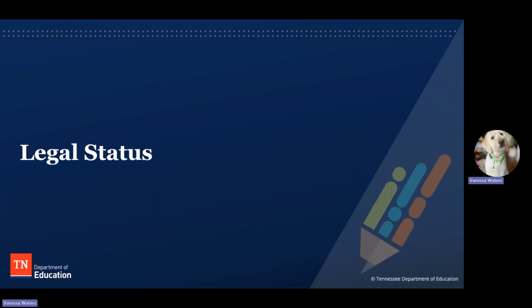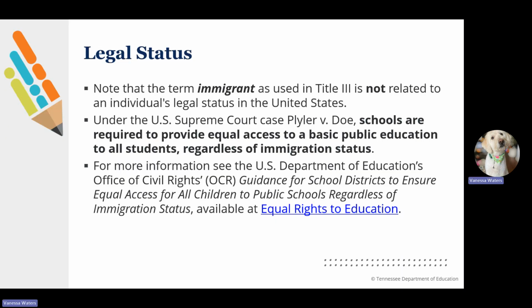So moving on to the legal status of immigrant students. Note that the term immigrant, as used in Title III, is not related to an individual's legal status in the United States. Under the U.S. Supreme Court case Plyler versus Doe, schools are required to provide equal access to a basic public education to all students regardless of immigration status. For more information, see the U.S. Department of Education's Office of Civil Rights Guidance for School Districts.